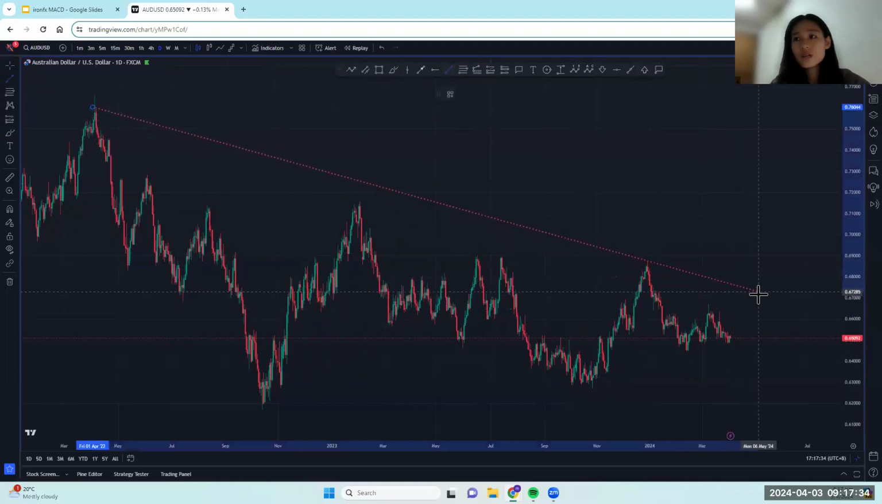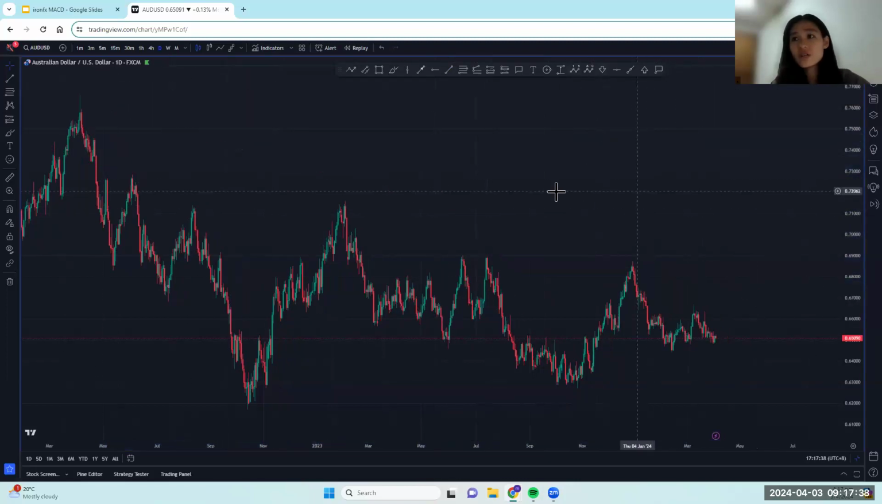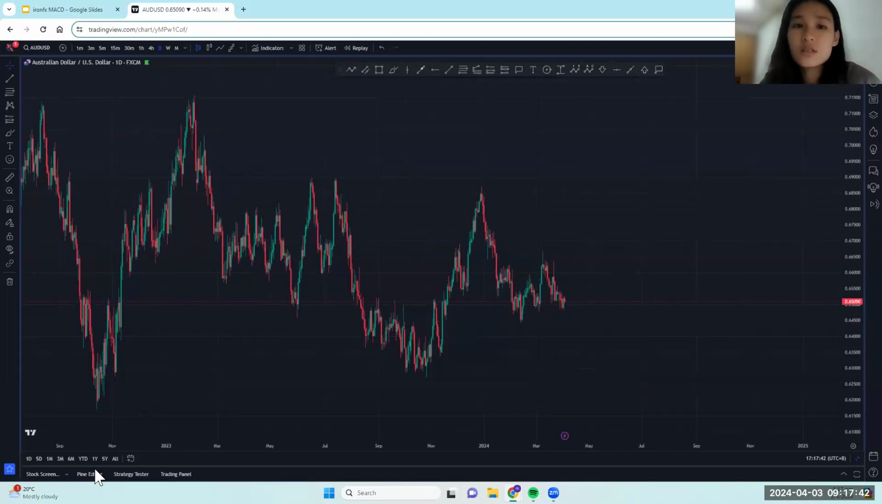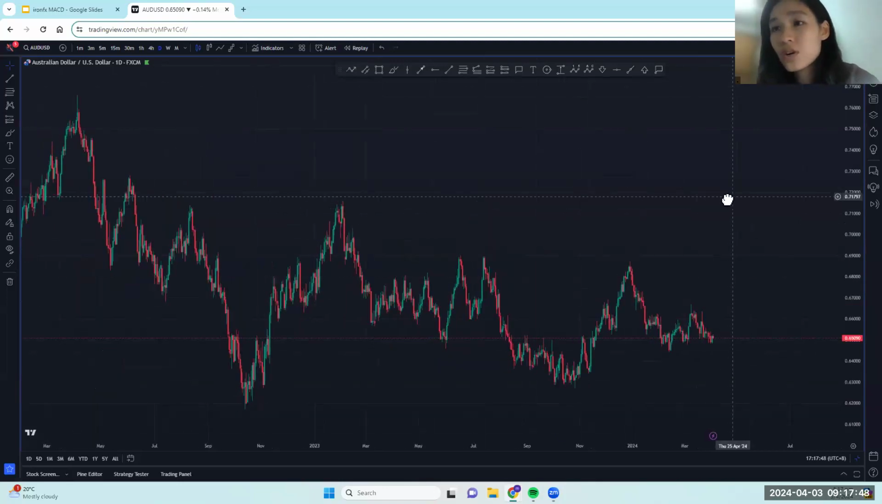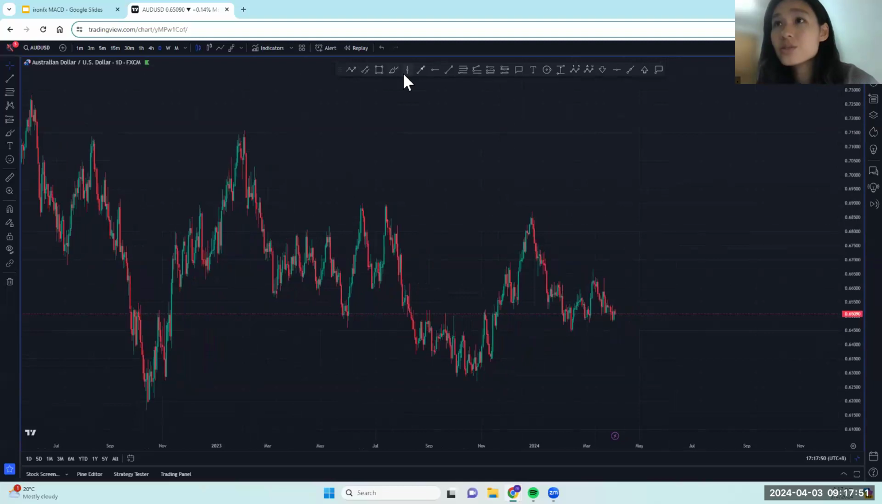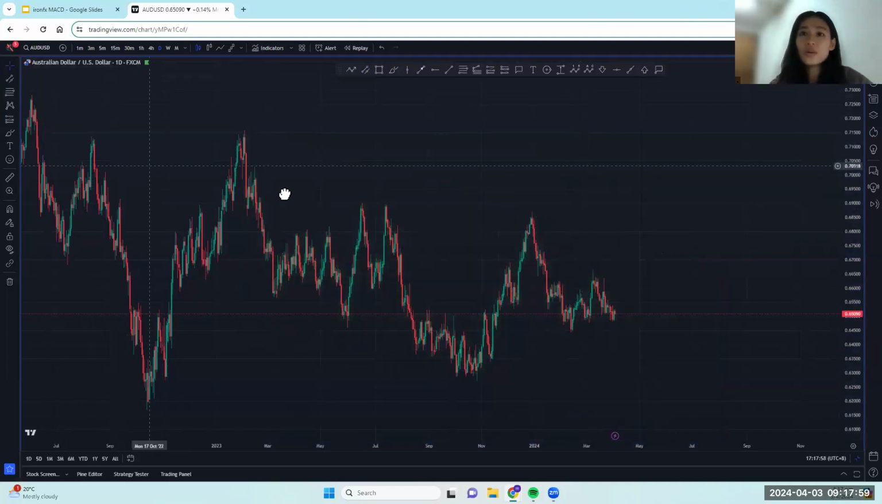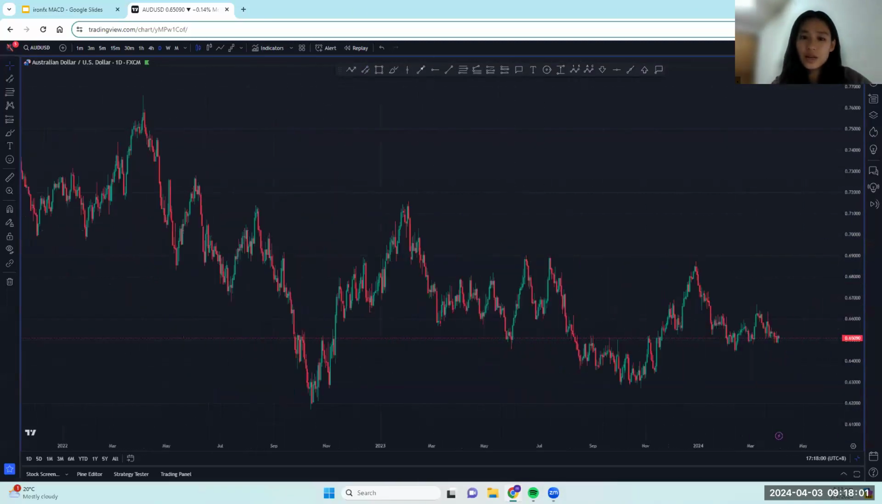Okay, so this is not a valid trend line because we don't have three touches, but we can kind of see prices moving in a downtrend. Okay, so we've identified the trend, we've looked for any trend lines or trend channels, but we don't have any. So now what we're going to do is add our support and resistance levels.